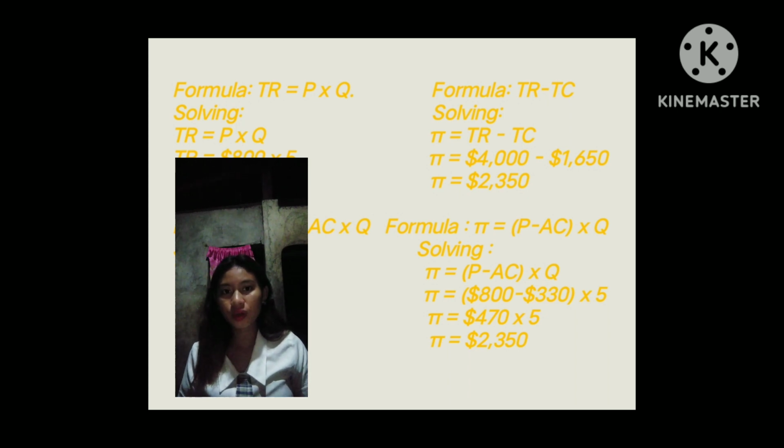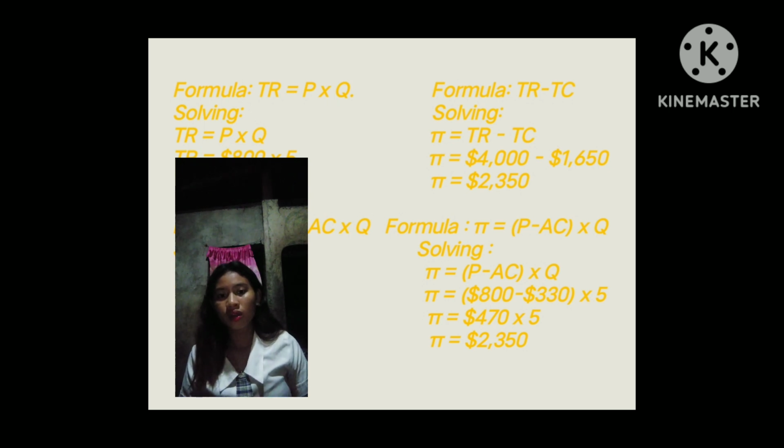So profit is equal to $800, the selling price, minus $330, the average cost, times the quantity of 5 units. Solving this further, we get profit is equal to $470 times 5 units, and finally profit is equal to $2,350.